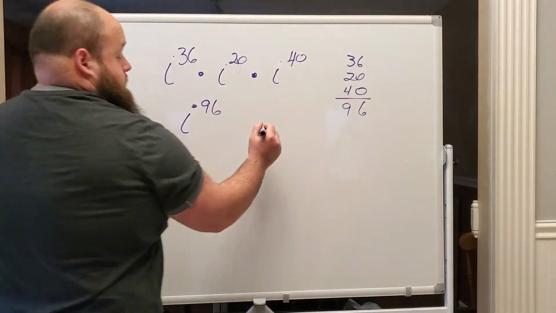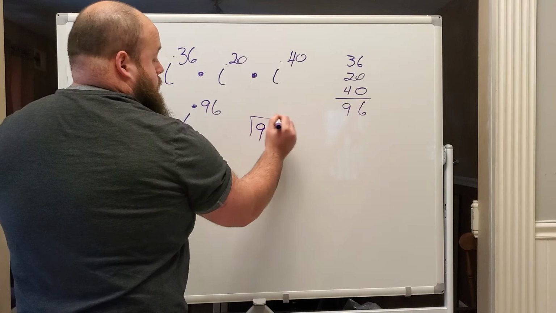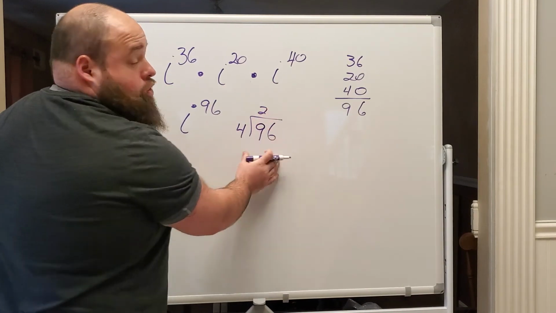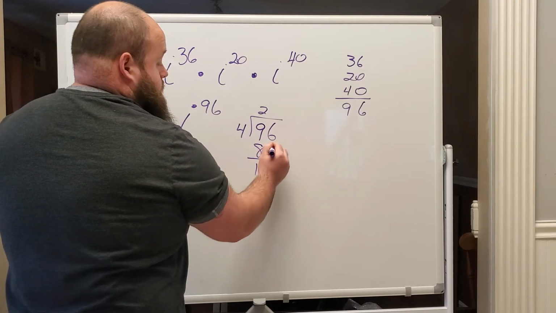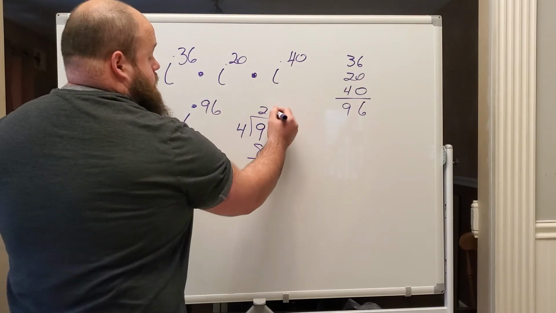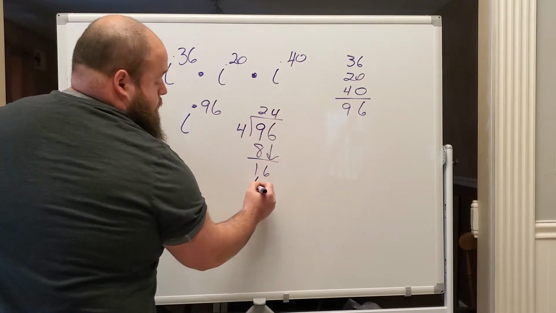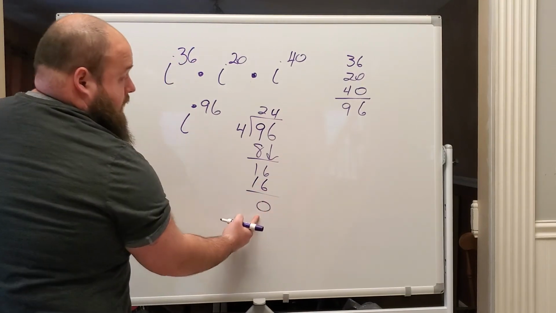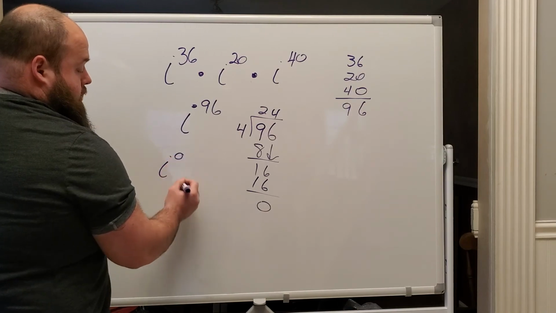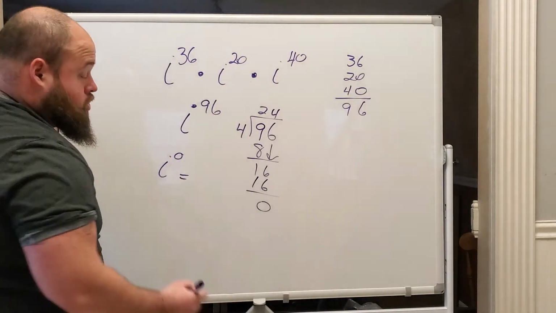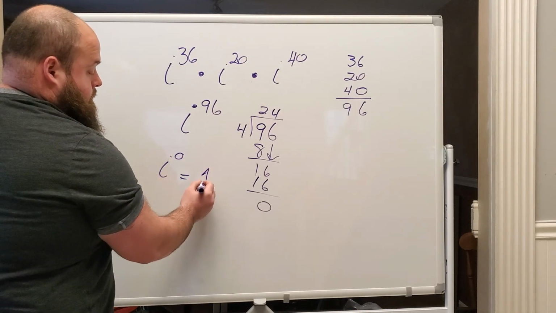I'll take this and divide it by 4. Again, you can use your calculator here. Don't be afraid to use that. What's beautiful here, guys, is I'm getting a remainder of 0. So I'll put that i down, use the remainder, go to your chart, check your chart, and anything raised to the 0 power is 1.